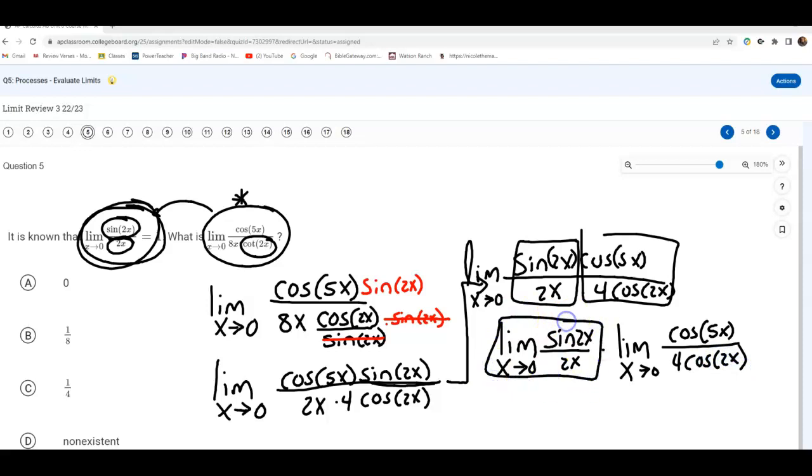This, they tell us in the beginning, is 1, so that's why they gave us that. As for this one, we can just do direct substitution. If you plug in 0, you get cosine of 0. Cosine of 0 is 1. And cosine of 0 on the bottom still gives me 1. So I end up with 1 times 1 over 4 times 1, which is 1/4. Okay? And that would be that one.